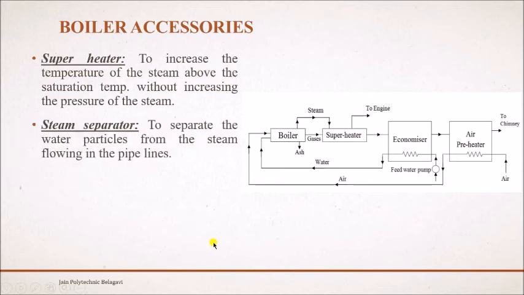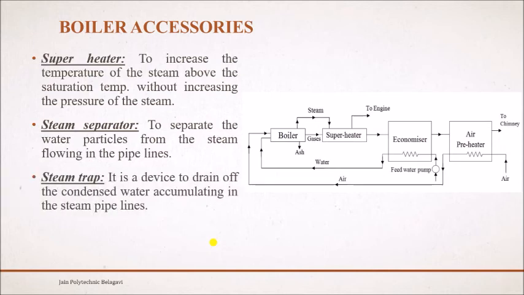Next, we'll see what a steam separator is. Its function is to separate water particles from the steam flowing in the pipeline. If steam is generated, it will have some water particles. The steam separator separates the water particles from the steam and sends only the dry steam further through the pipelines.